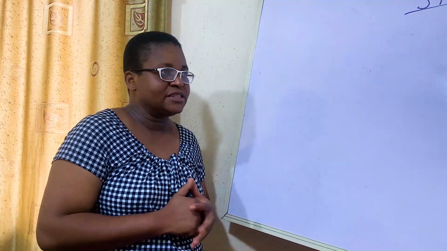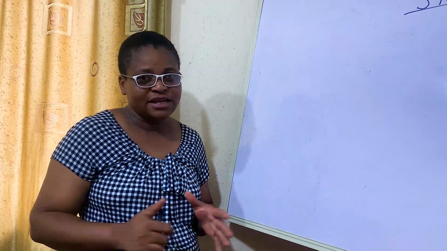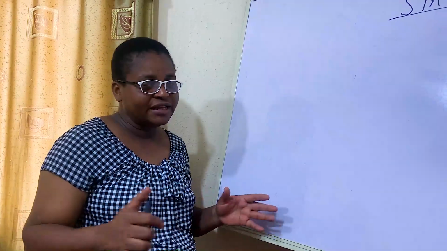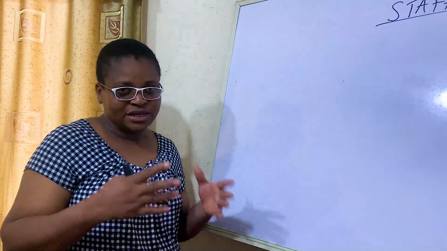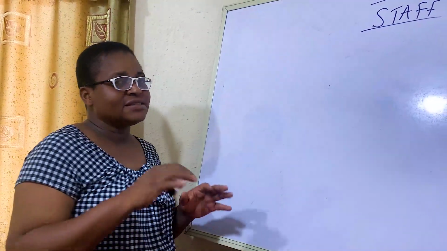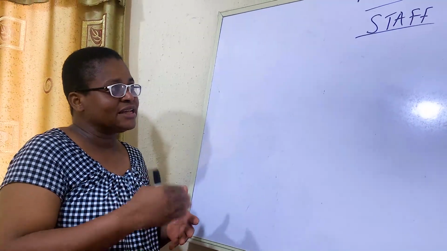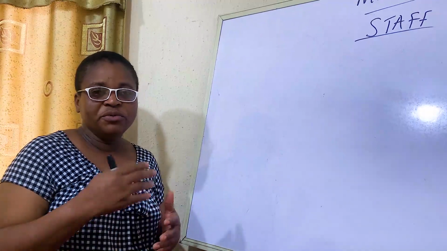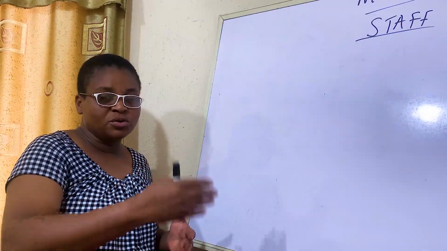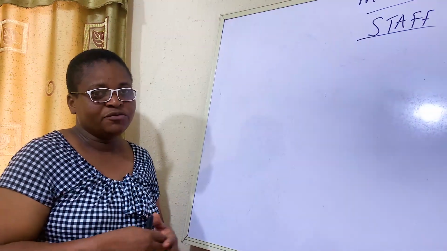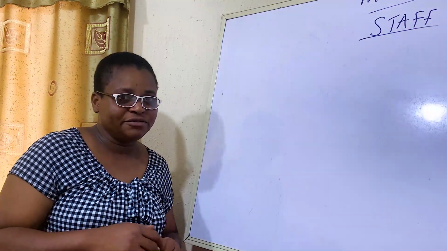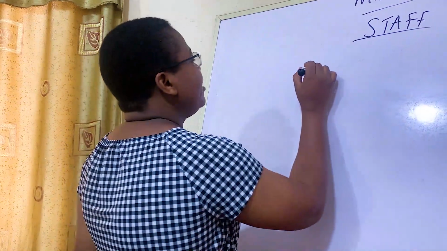What is a staff? A staff is made up of 5 lines and 4 spaces. When you have your 5 lines and 4 spaces, you are dealing with a staff in music. A staff is that template wherein your music, your notes, are constructed for reading or for playing for whoever wants to use it. So I have my 5 lines.